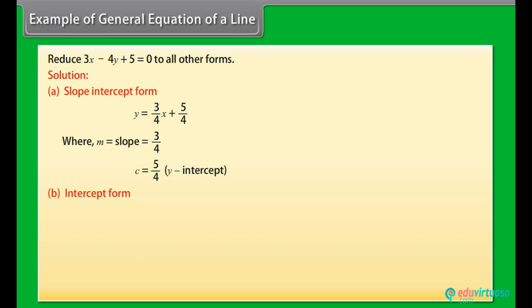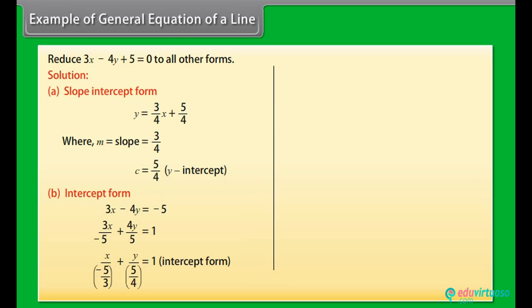Intercept form. 3x - 4y = -5. 3x/(-5) + 4y/5 = 1. x/(-5/3) + y/(5/4) = 1. Intercept form. X-intercept = -5/3. Y-intercept = 5/4.